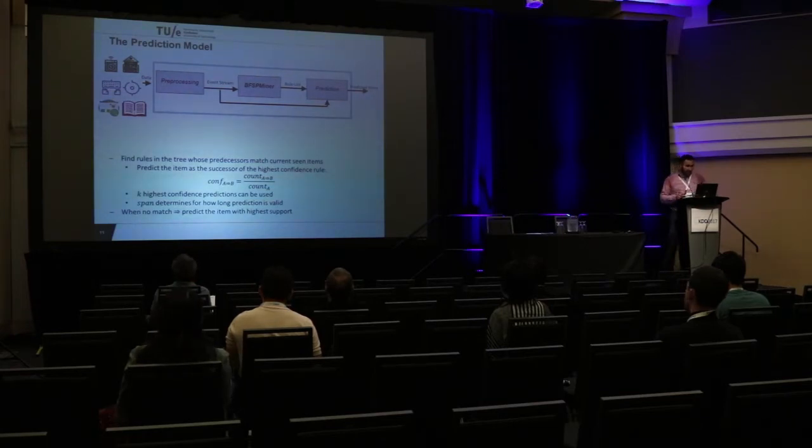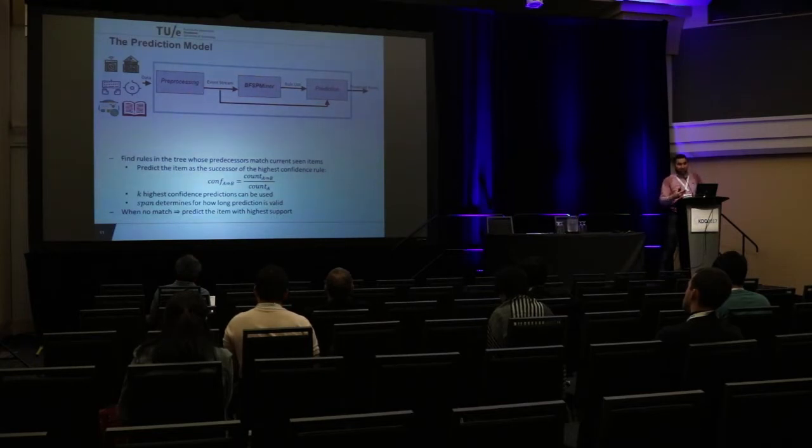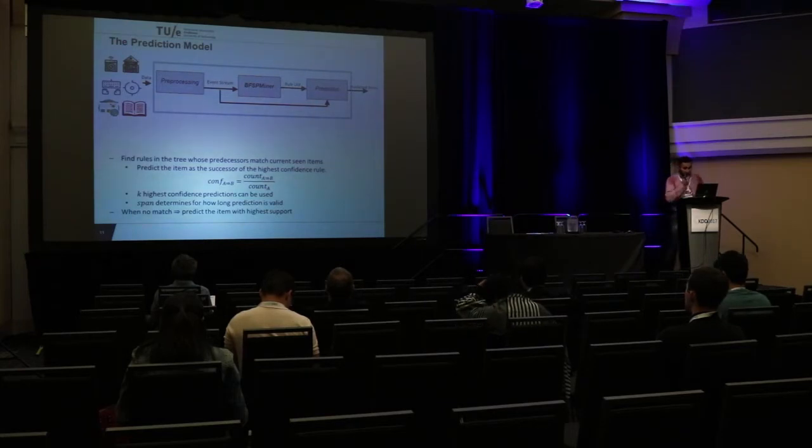We use two additional parameters in the experimental evaluation: K for the number of rules, so the K top rules that we are extracting and using for the prediction, and also span, which determines how long the prediction is valid. So if we predict some value and it appears in the next span items in the stream, it is okay. And when we do not have any rule that matches the current status of the stream, then we simply predict the item with the highest support, so a single item that is frequently appearing in the stream.